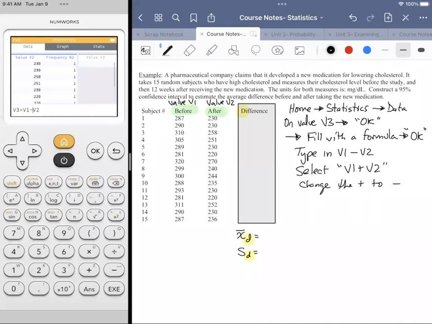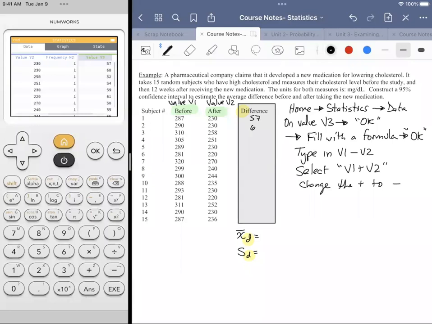But if I hit OK in V3, it's going to include all of the differences between the values in V1 and V2. Now, you may look at it and say, well, it's only 15 values, I'd rather just subtract it. Okay, if it's 30 values, 50 values, you probably want to have technology handle that for you.